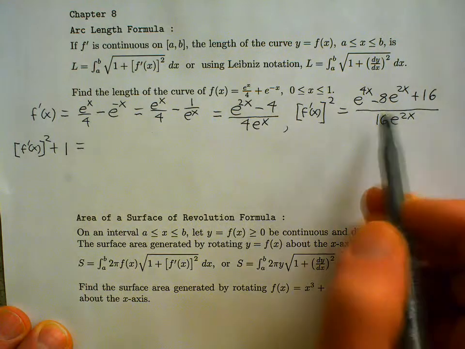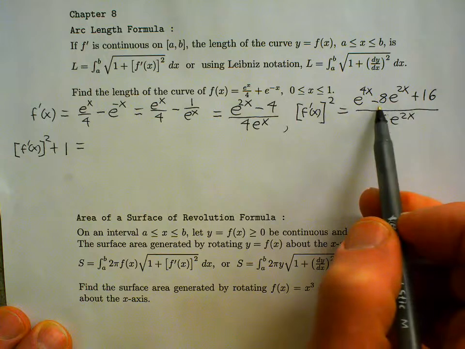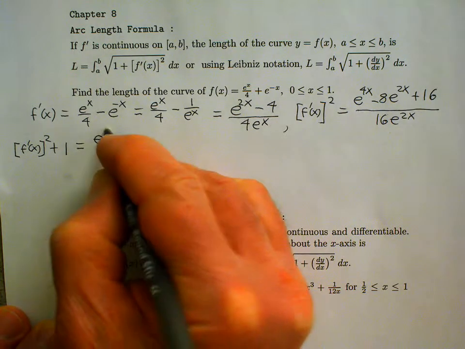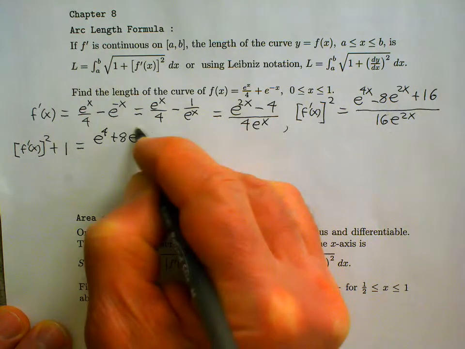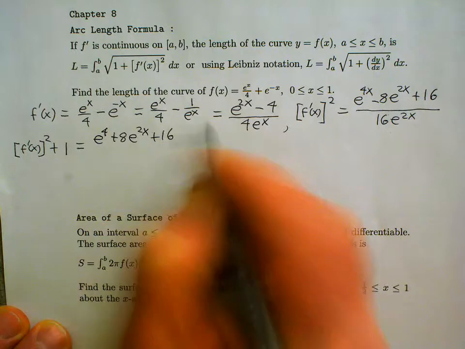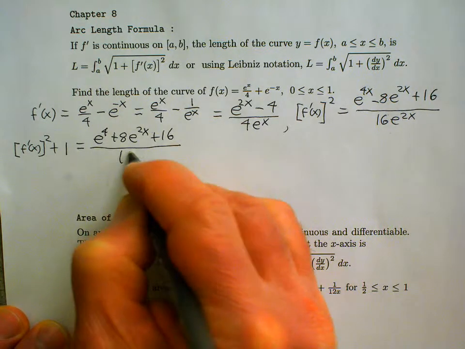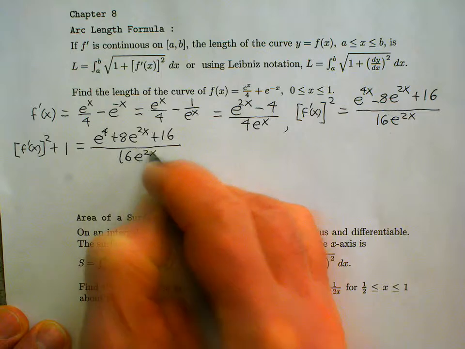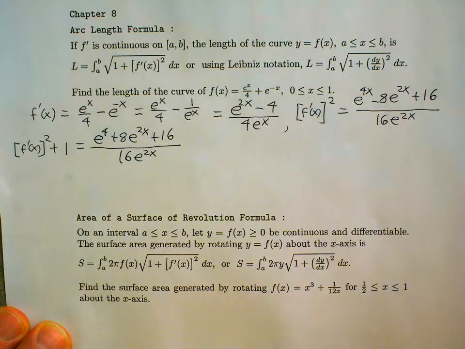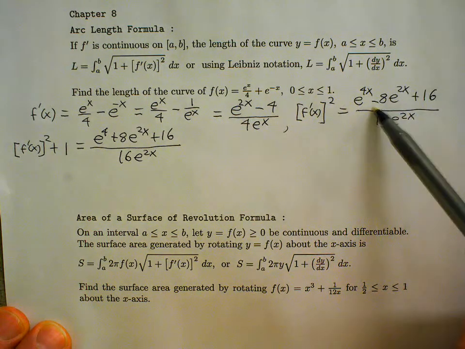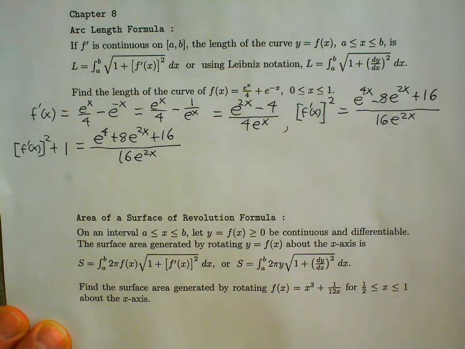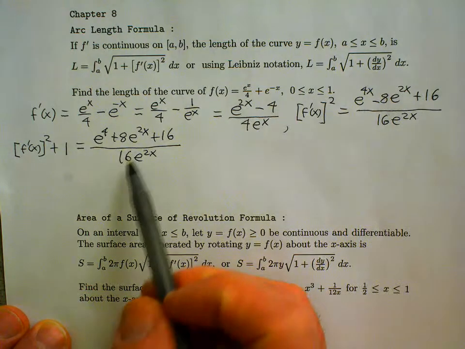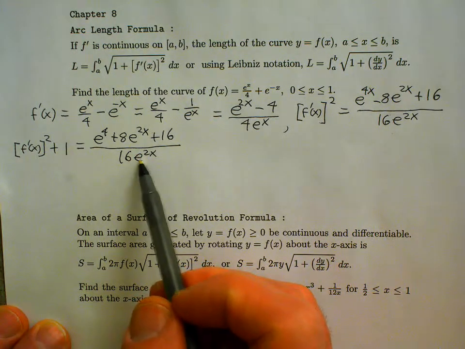So after doing that, this numerator will be e to the 4x plus 8e to the 2x plus 16 over 16e to the 2x. Because adding 16e to the 2x to negative 8e to the 2x results in positive 8e to the 2x. This is the expression that goes inside the square root.